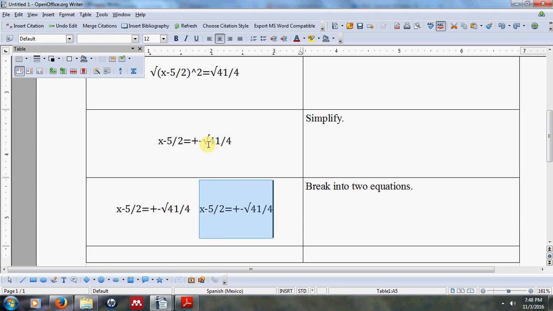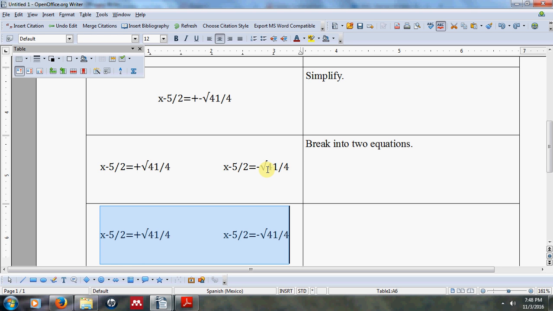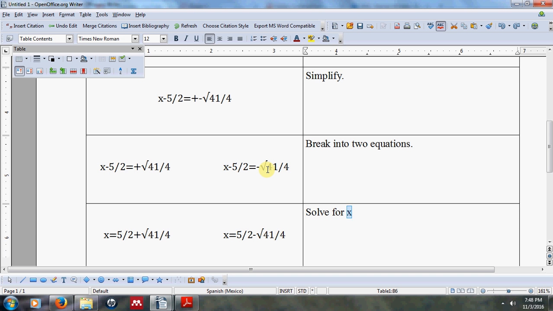And then we break it up into two equations. So we have x minus 5 halves equals positive 41 over 4, and x minus 5 halves equals negative 41 over 4. And finally, what we do is we move the negative 5 halves over to the other side, and we solve for x. And then we have two solutions.